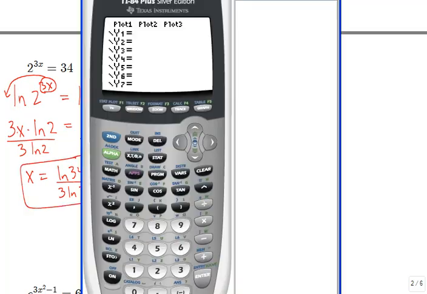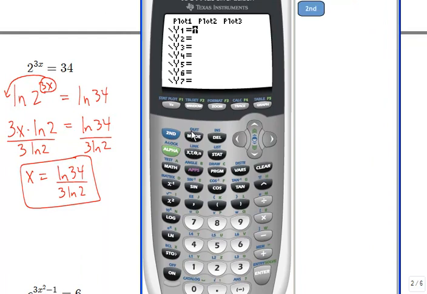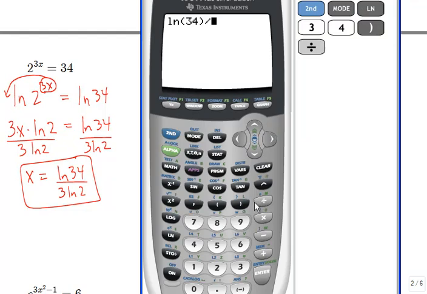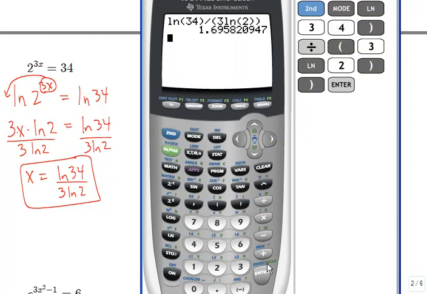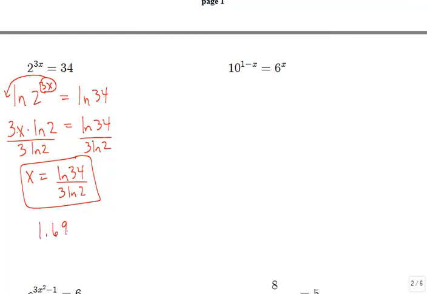If you wanted to know the calculator value, the decimal value, then you would just hit ln of 34 divided by, make sure you use parentheses because we want to divide this ln of 34 by both the 3 and the ln of 2. And our decimal is 1.6958. So it's approximately that. That would be your approximate solution. This would be your exact solution. So make sure you're able to do it both ways.